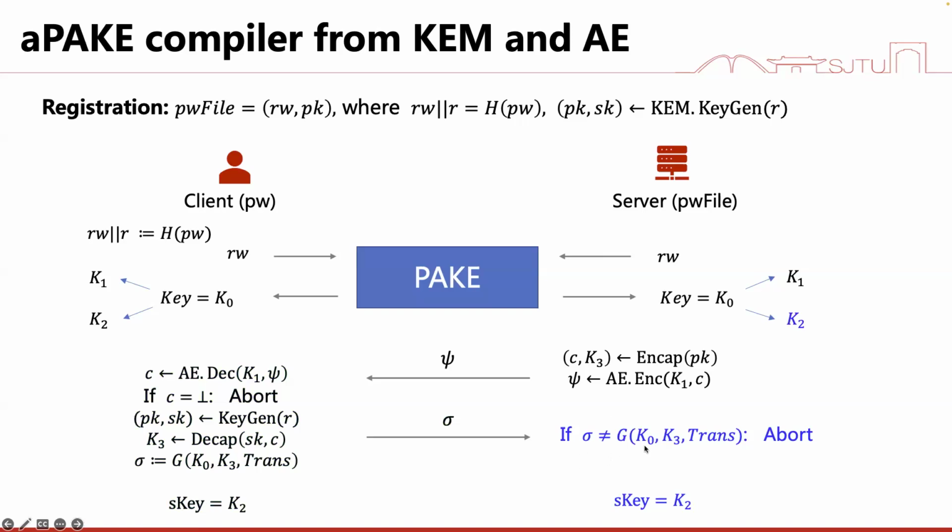And if the authentication token is invalid, then the server will reject the session and abort. Otherwise, the server sets K2 as the APAKE session key.